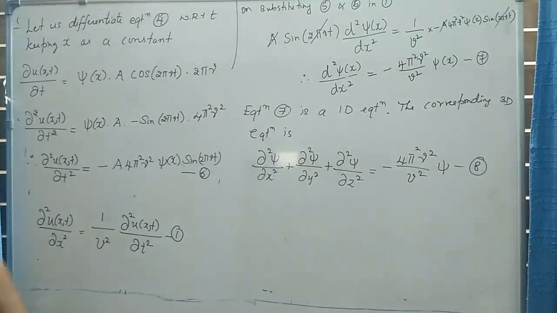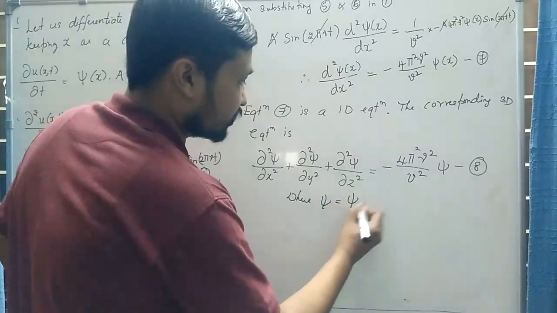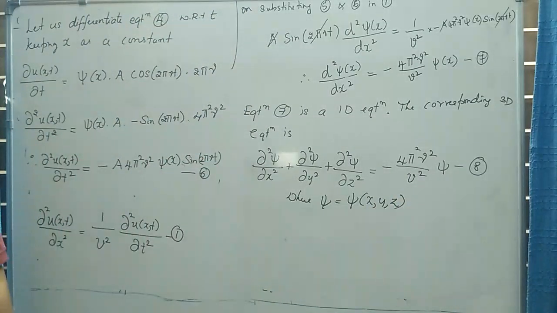So first let us define what is psi here, where psi is nothing but the function psi of x comma y comma z.